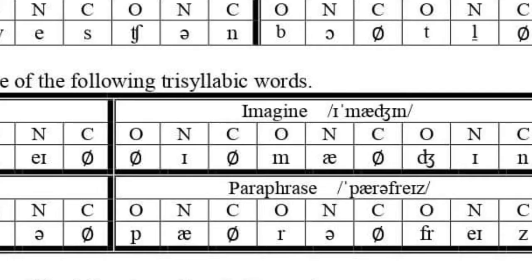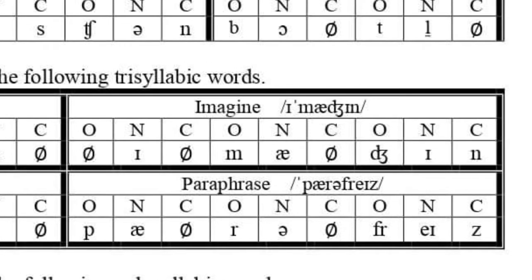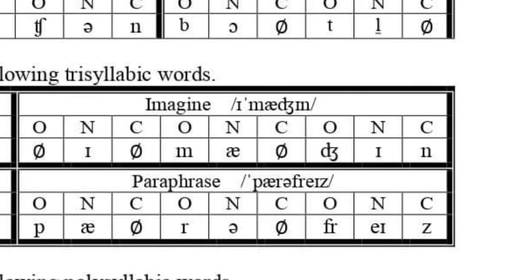The second word is the word imagine. In this word, in the first syllable, the onset is 0 onset. We don't have any consonant before the vowel. The nucleus is the short e, and the coda is 0 coda. The second syllable, we have the onset is m, the nucleus is the vowel a, and the coda is 0 coda. The third syllable, which is jin, so in jin we have the onset is j, the nucleus is the short e, and the coda is n.